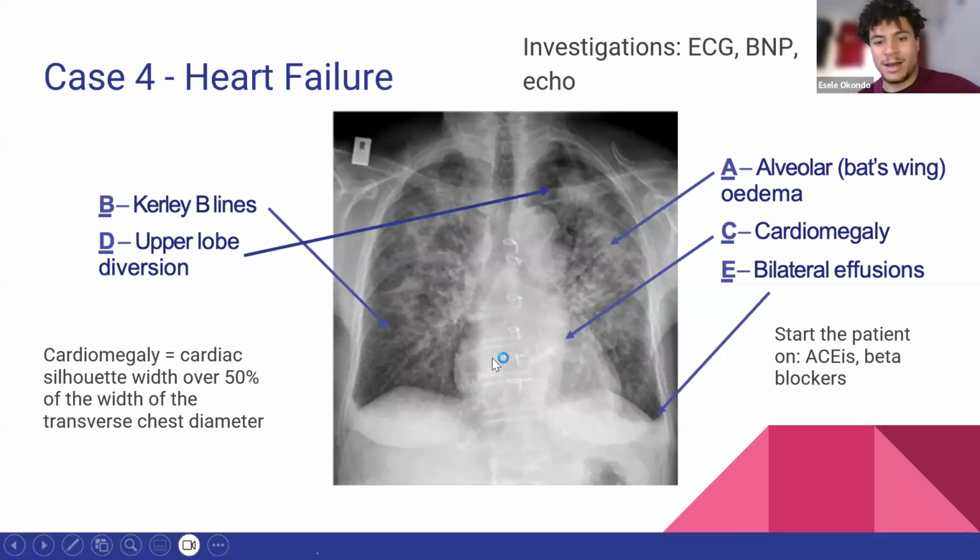Cardiomegaly, so you'd see that the heart would be larger than 50% of the chest wall. Upper lobe diversion and bilateral effusions on both sides. So this is probably the most common cause of pleural effusion that you will see, maybe liver cirrhosis as well. And then you start the patient on ACE inhibitors and beta blockers for cardiac support.